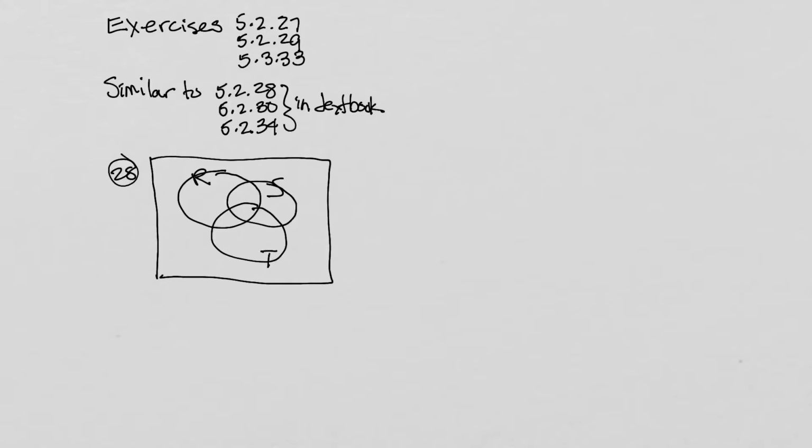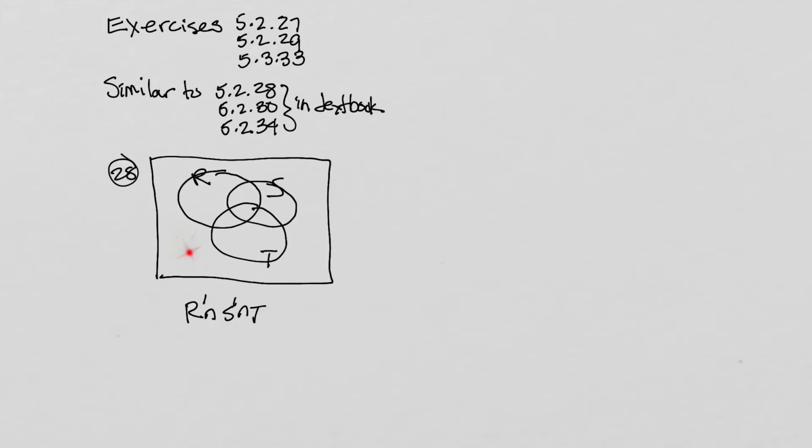In problem number 28, we are asked to shade the region corresponding to the set R prime intersect S prime intersect T. So what we're looking for is all the points that are outside of R and at the same time outside of S and yet at the same time inside of T. Let's just do it by pointing. This is an and, so we need a yes and a yes and a yes. I need all three yeses if I'm going to shade that region.